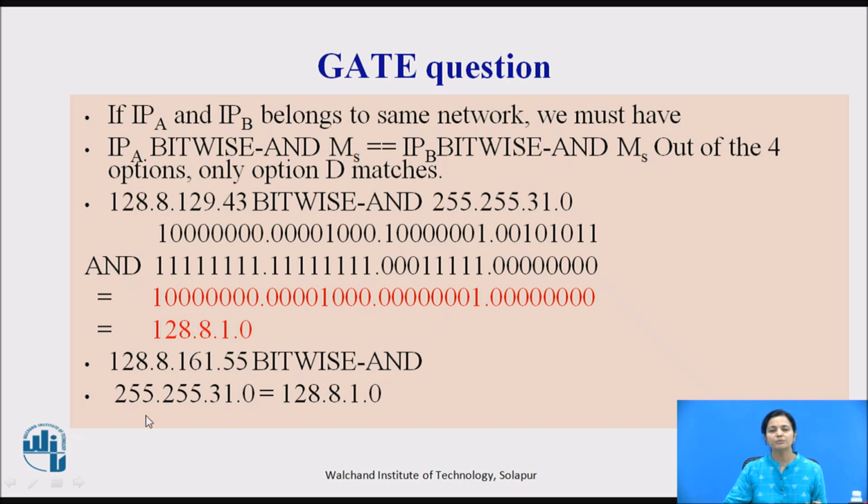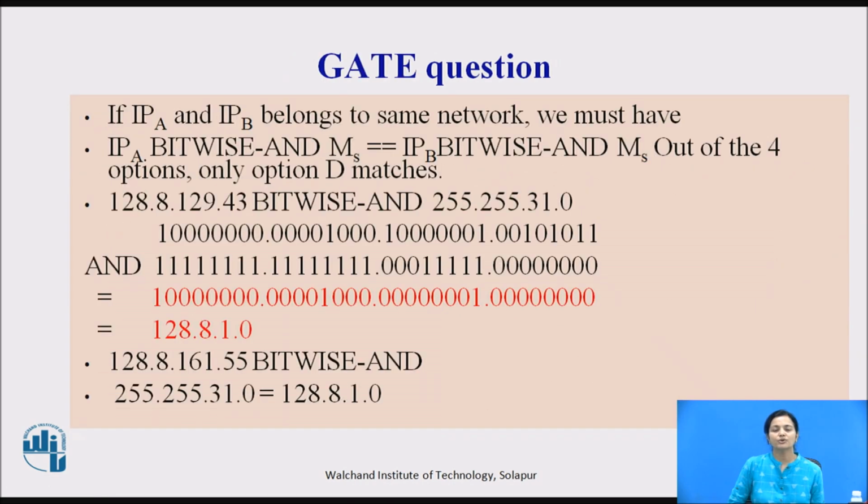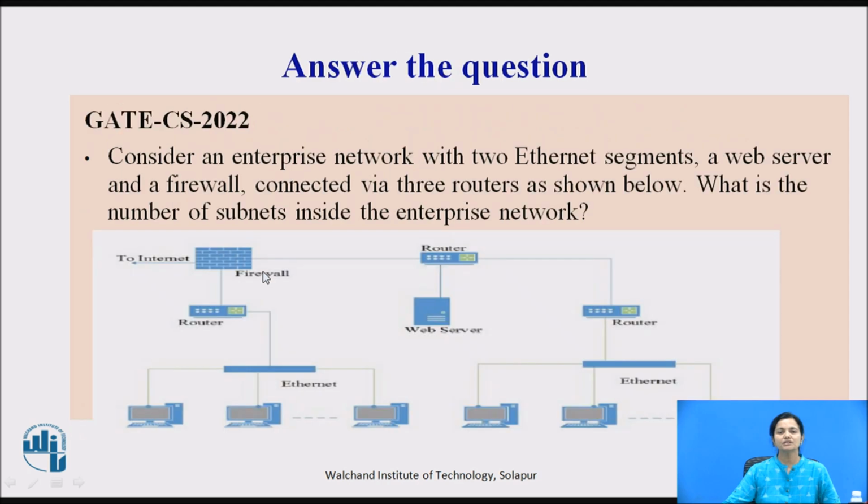Next, 128.8.161.55 is bitwise ANDed with this mask. Again we are getting 128.8.1.0. So this one is masked and it is entering into the same network. So the last two pairs are matching in the one network. Now one more question, just try to answer it.